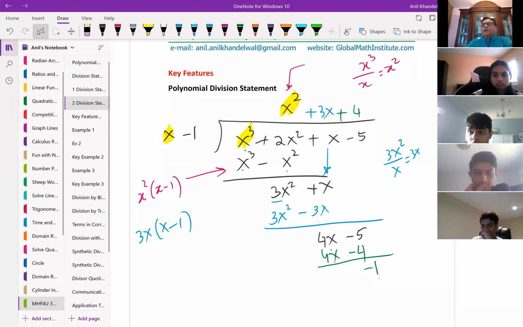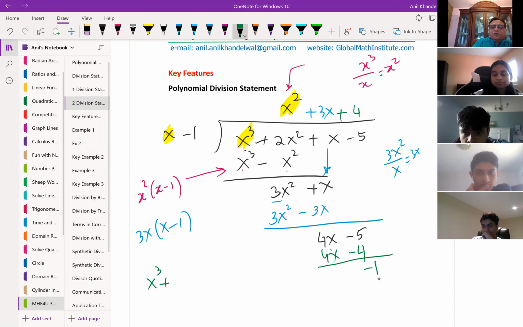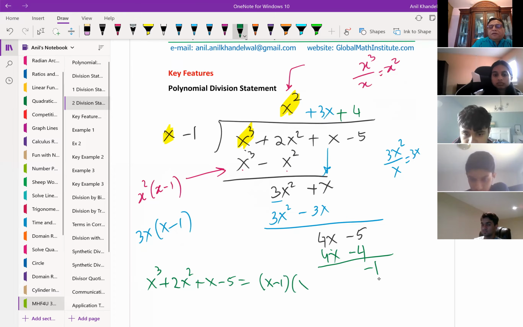And now let me write down the division statement in the multiplication form. And as Hamza had a question, we have a remainder this time. So we can say, well, x cubed plus 2x squared plus x minus 5 is equal to what? It is equal to quotient times the divisor. You could write it like this also: x minus 1 times x squared plus 3x plus 4, minus 1, which is the remainder. Now, is this step absolutely clear?